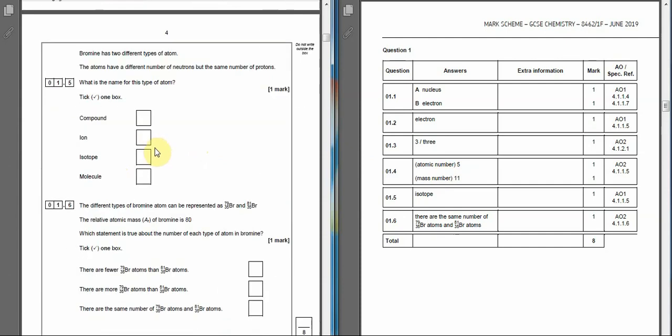For 1.5, we're looking at bromine, 2 different types of atom with a different number of neutrons. That should be ringing bells for it being an isotope.